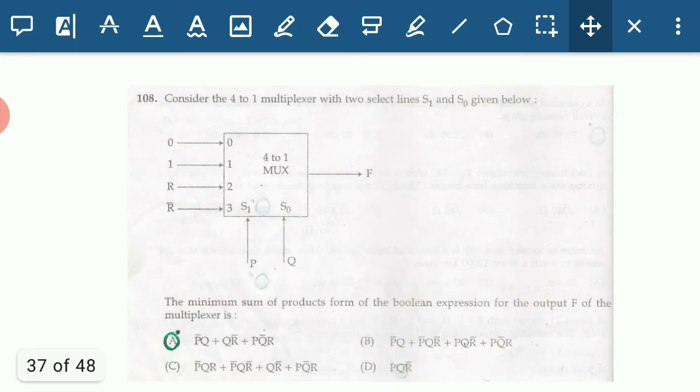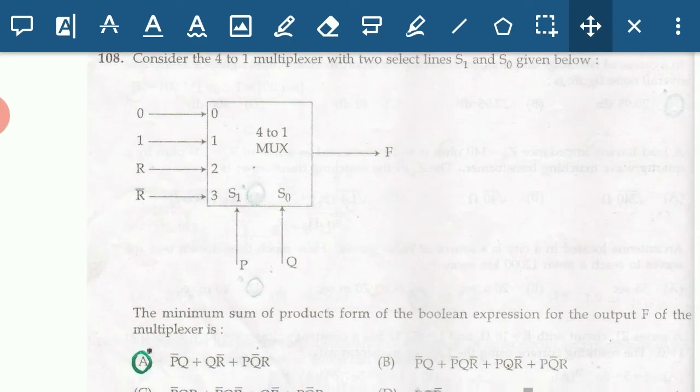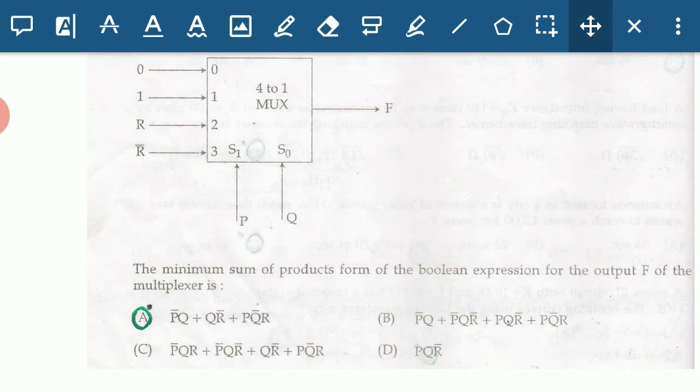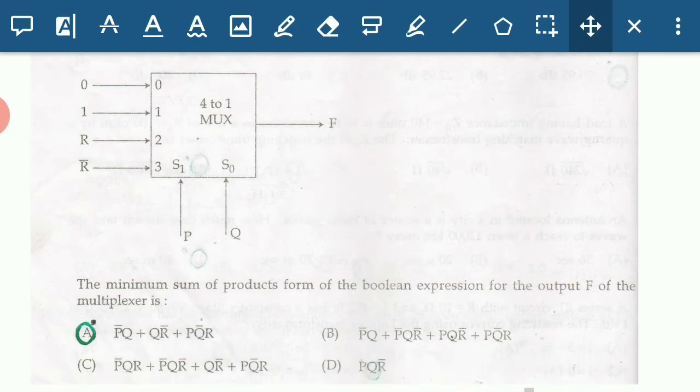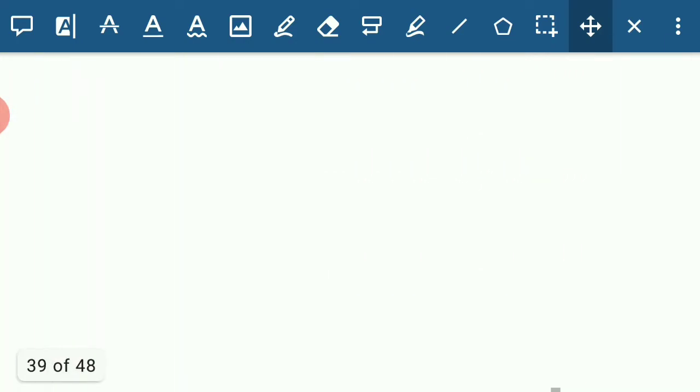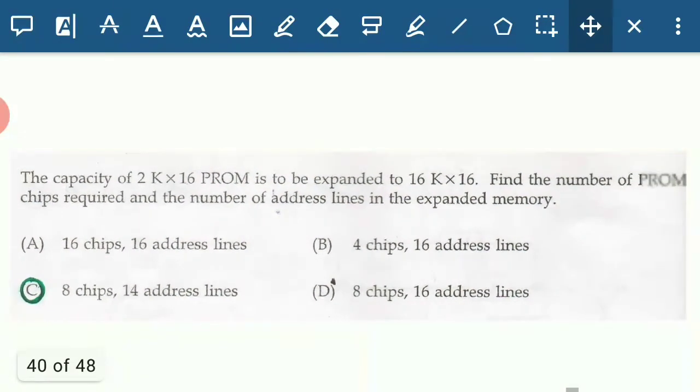Next one. Consider the 4 to 1 multiplexer with two select lines S1 and S0 given below. What is the minimum sum of products form of the Boolean expression for the output F of the multiplexer? Right? This is the question. Okay, this is simple. I will solve the problem later. First we finish the simple problems.